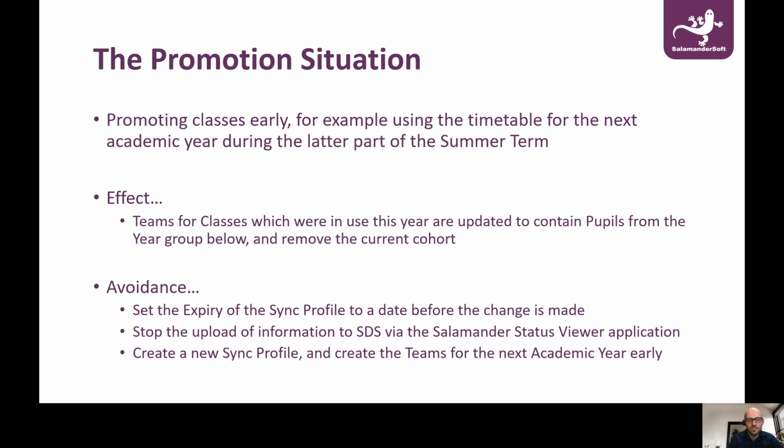To avoid this situation, again, you have two options which you saw earlier on. You set the expiry of the sync profile to a date before this change is made. That will prevent the data being uploaded. You can also stop the upload of information via a Status Viewer application. And once both of these have been done, you can create a new sync profile, which will allow us to upload the teams to the next academic year early.